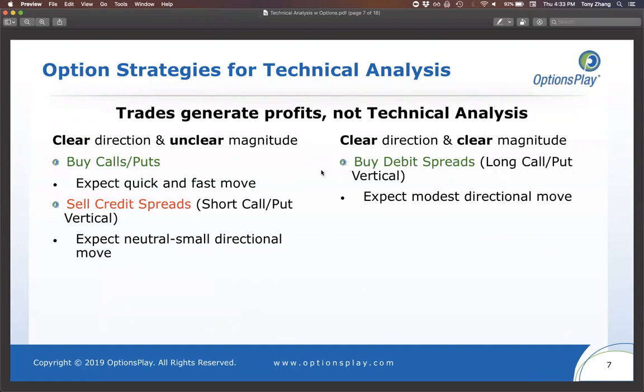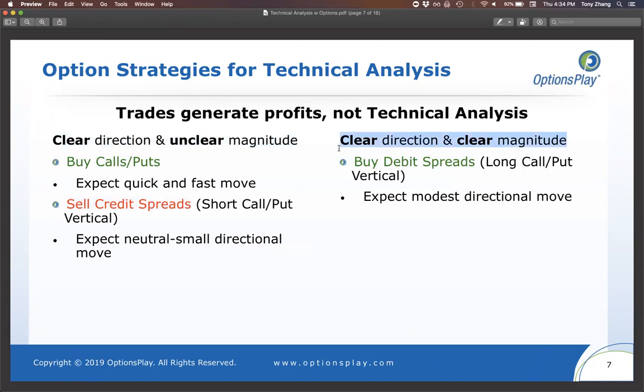Now, the strategies on the left are generally useful when you have a clear sense for direction, but you don't really have a clear sense for magnitude. And this is really one of the things we're going to go over today: what form of technical analysis do you find yourself in where you have a clear sense for direction, but not a clear sense for how far it can move. And on the other end of the spectrum, you have other forms of technical analysis where you have a clear sense for direction and a clear sense for magnitude.